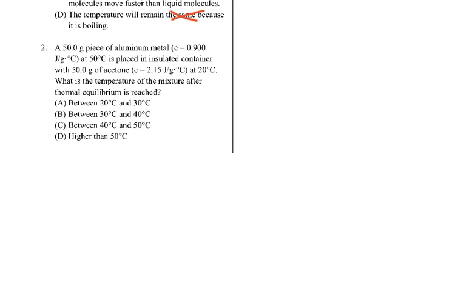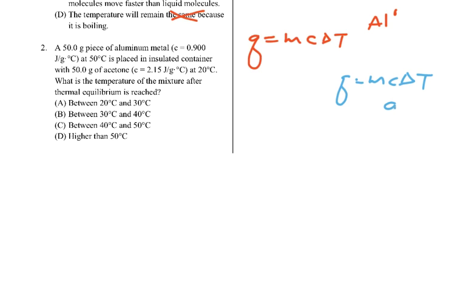Number two, a 50 gram piece of aluminum is placed in an insulated container with 50 grams of acetone. What is the temperature of the mixture after thermal equilibrium is reached? So what's happening here, we're talking about a warm object and a cold liquid, and one's going to give off energy, one's going to take in energy. So we have Q equals mc delta T, and we have another Q equals mc delta T. Now, let's just think about the question first. One of these is for the aluminum, and one of these is for the acetone.